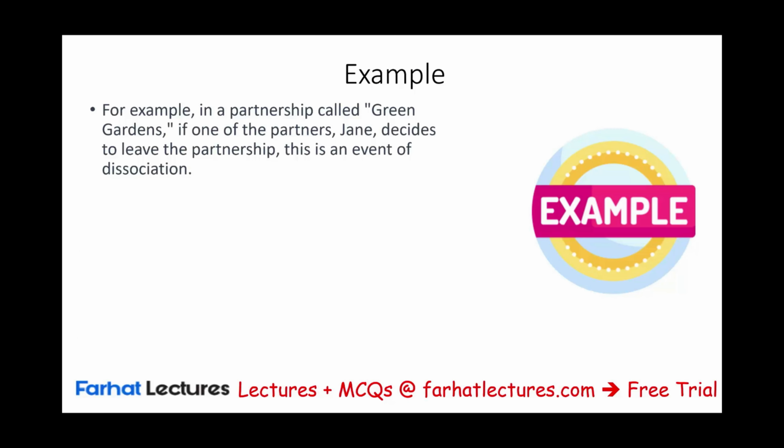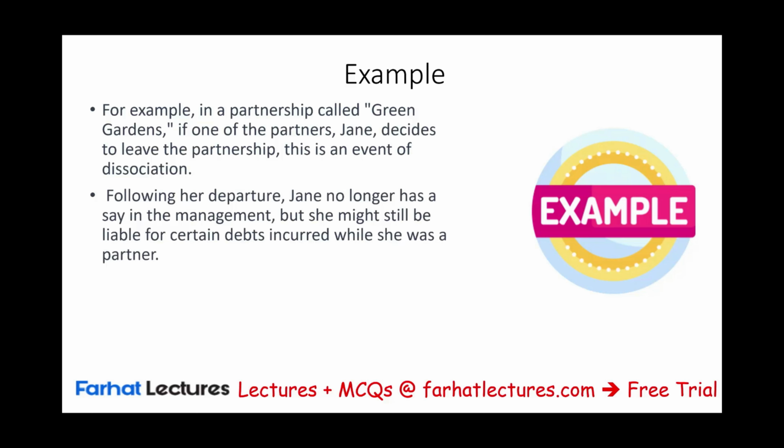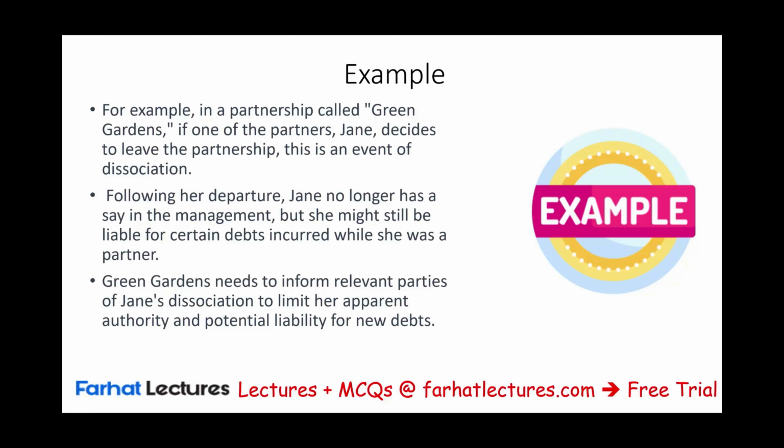Example, let's assume in a partnership called Green Garden, one of the partners, Jane, decides to leave the partnership. This is an event of dissociation. Following her departure, she no longer has any say in the management of the company, but she might still be liable for certain debt incurred while she was a partner. Green Garden needs to inform relevant parties of Jane's dissociation to limit her apparent authority as well as potential liability for new debt. And we say potential, it doesn't mean she will be, but she could be liable if another person gave them a loan based on Jane's involvement in the partnership.